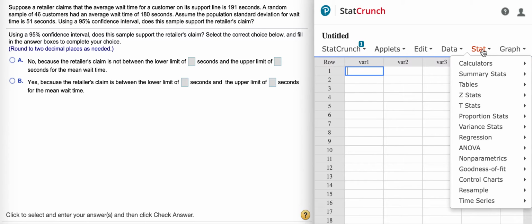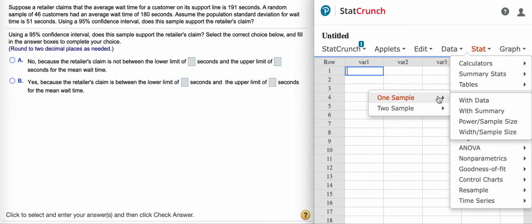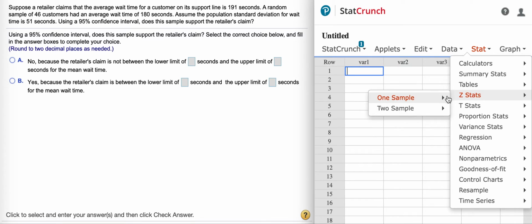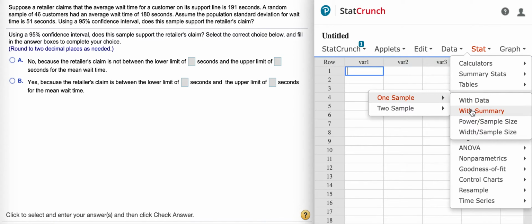But if you'll notice, it says assume the population standard deviation is 51 seconds. So if we know the population standard deviation sigma, we're going to use z statistics. This is one sample, and we have the summary data. So Stat, Z-stats, one sample with summary.